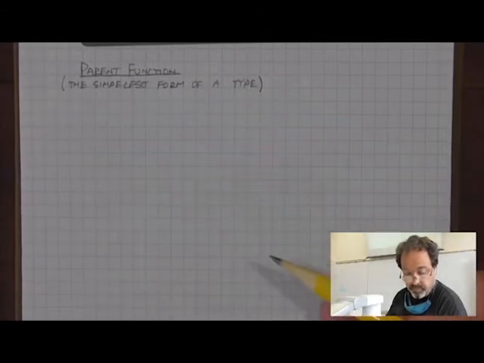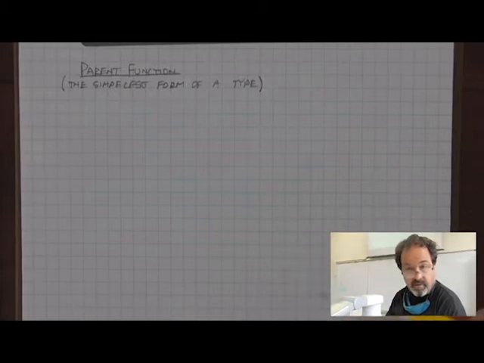A parent function is the simplest form of a type. We can think of there as being many families of equations, like lines, quadratics, exponentials, and many others. And each family of equation has one that is the simplest of all of the equations that are like it.